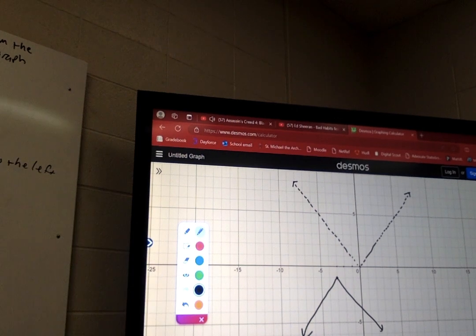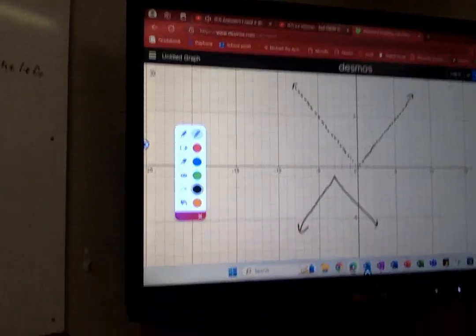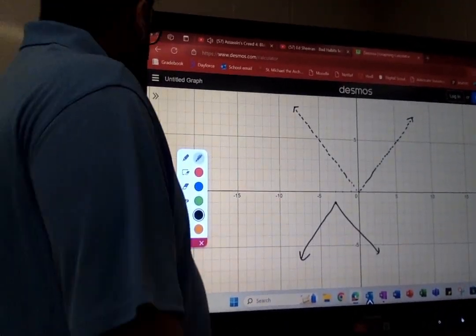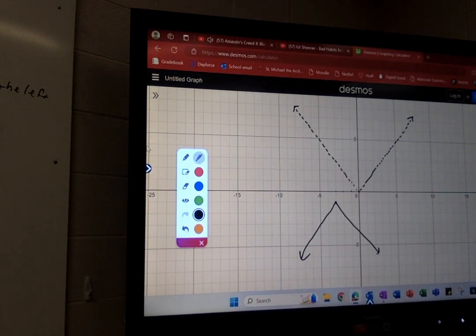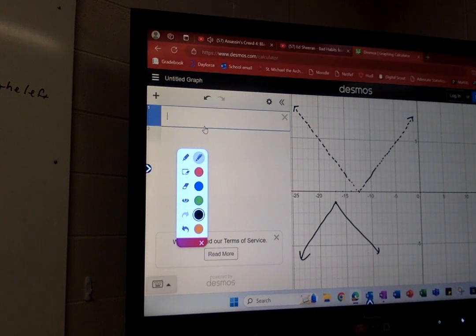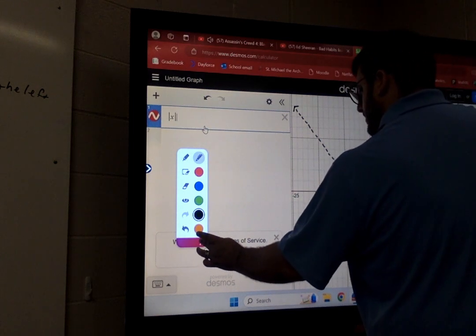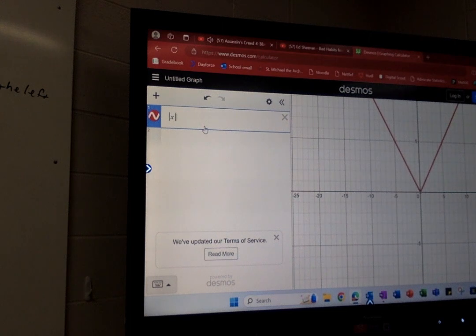All right. Let me go ahead and show you what it actually looks like, just so you can see how similar it is. So I'm going to go over here. All right, so I got absolute value of x. All right, so again, here's the absolute value of x. Don't worry, I'll clear this out so it doesn't confuse you.